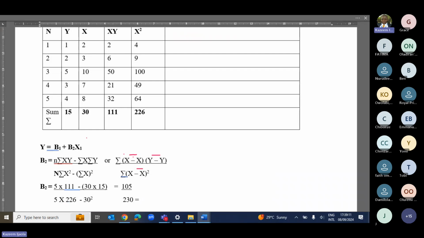So 105 divided by 230, what do we have? I got 0.4565. So I noticed that in the math approach, you normally use 4 decimal places.